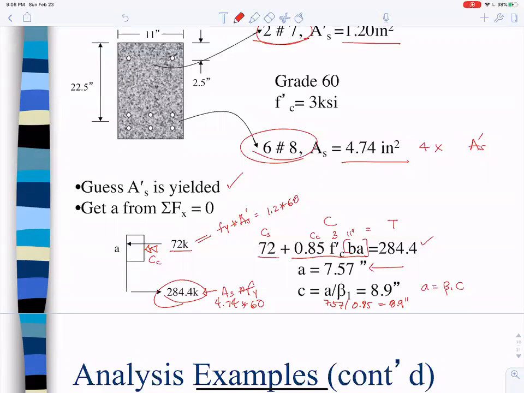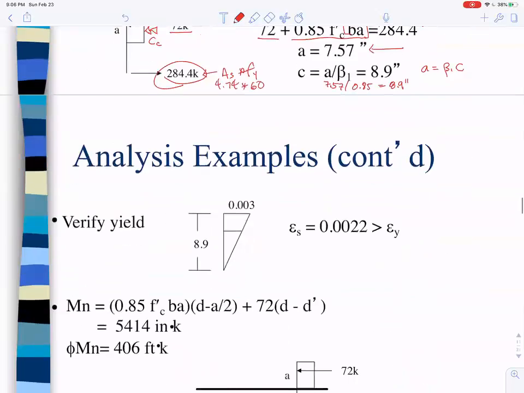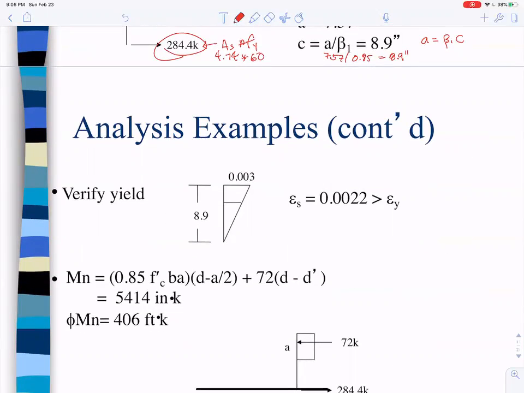Now, we need to verify that our assumption that AS prime yielded is true. It is, because I knew ahead of time, but you don't know that. So we have to do that. And what you do is similar triangles. So we just found that C was 8.9 inches. So let me draw the whole beam so you can see where that comes from. There's the tension steel. Remember, we said the strain in the concrete at failure was 0.003. There's 8.9 inches. And the strain diagram looks like that.